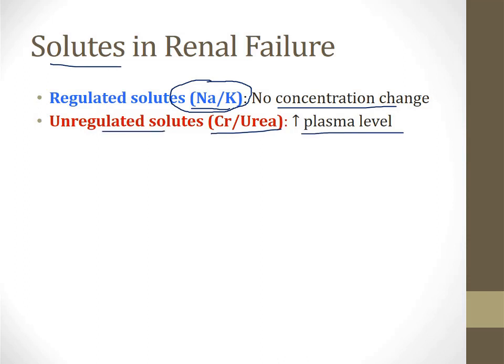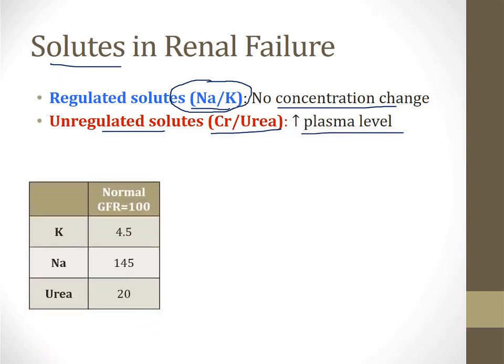So for example, in a patient with hemorrhage who has a fall in GFR, that patient's creatinine and urea level will rise because these solutes are not regulated by the body. To make this more clear, let's build a table together, and let's start by considering a patient who has a normal GFR of 100. That patient will have values for potassium, sodium, and urea in the plasma that are normal as shown on the table.